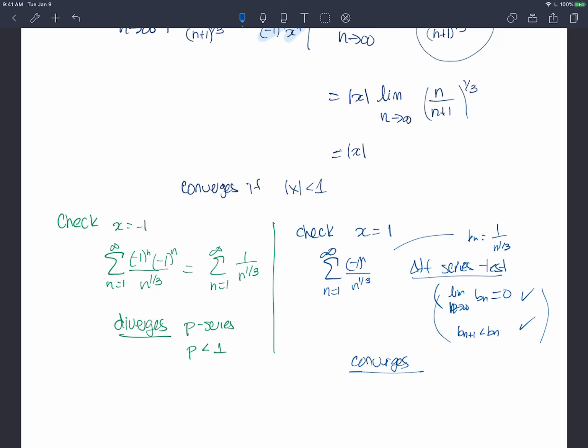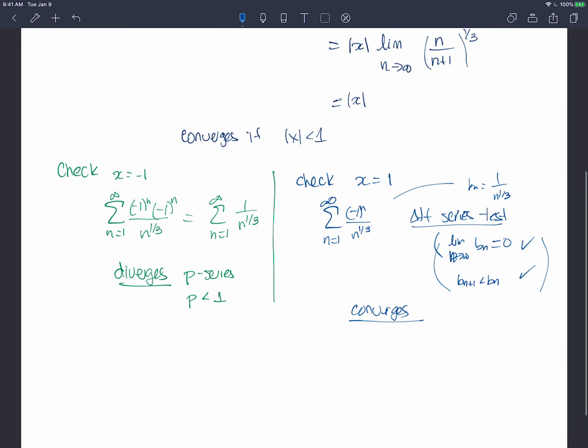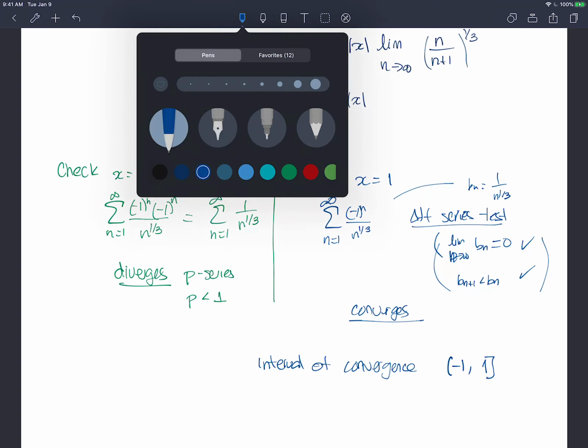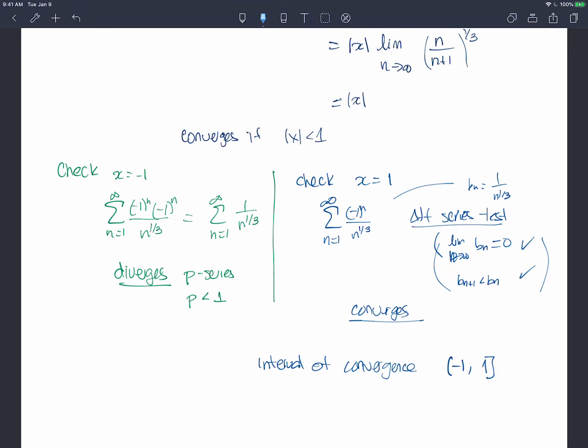So this is backwards. For this example, the interval of convergence includes the 1, but not the negative 1. So from negative 1 to positive 1, closed right there. The radius of convergence is 1, and this is the interval of convergence.